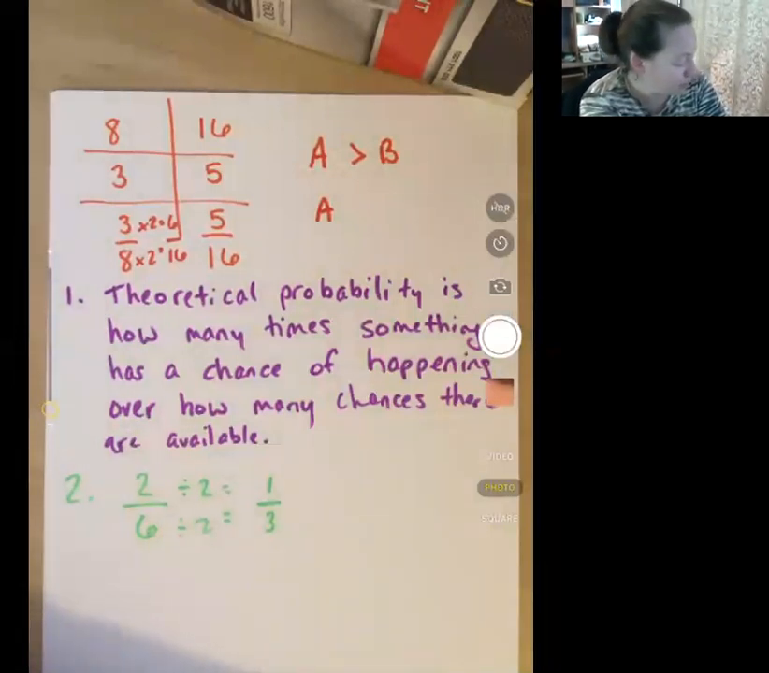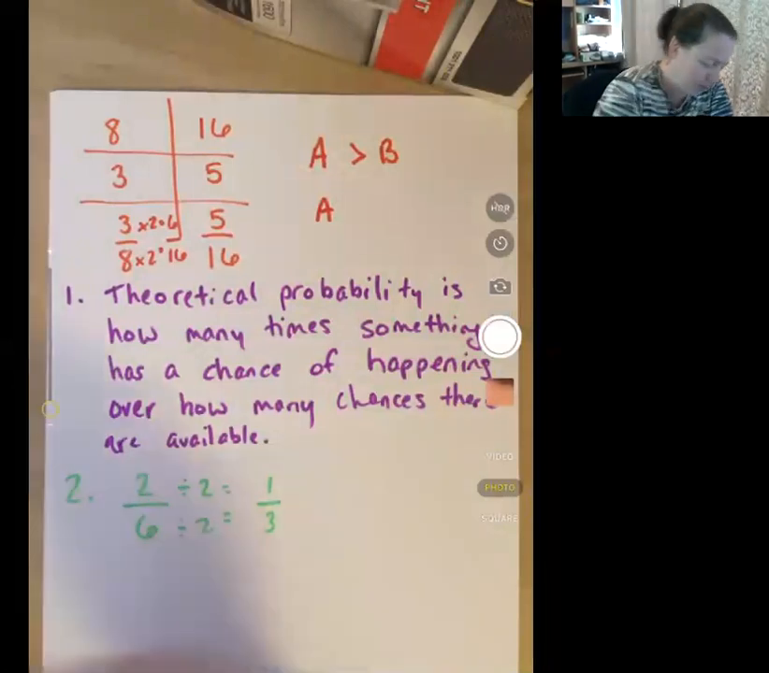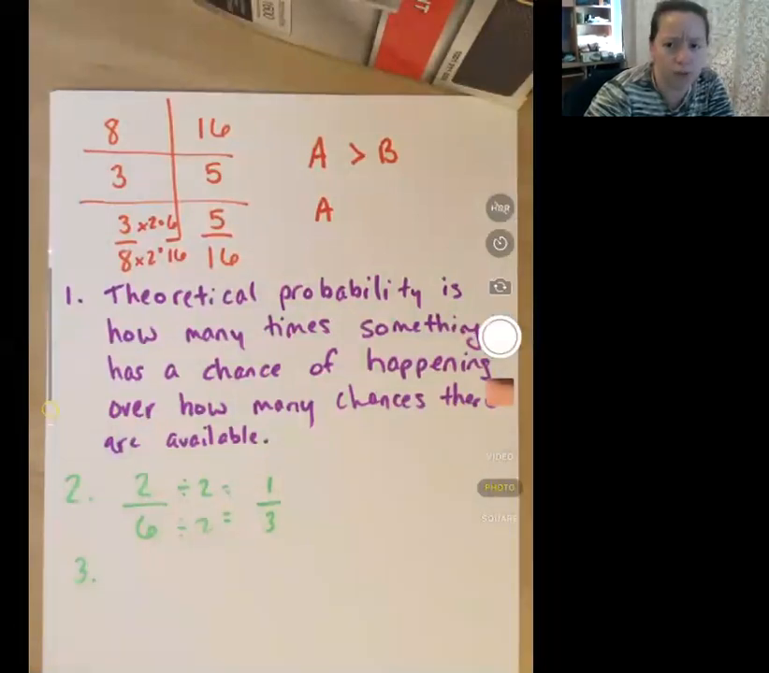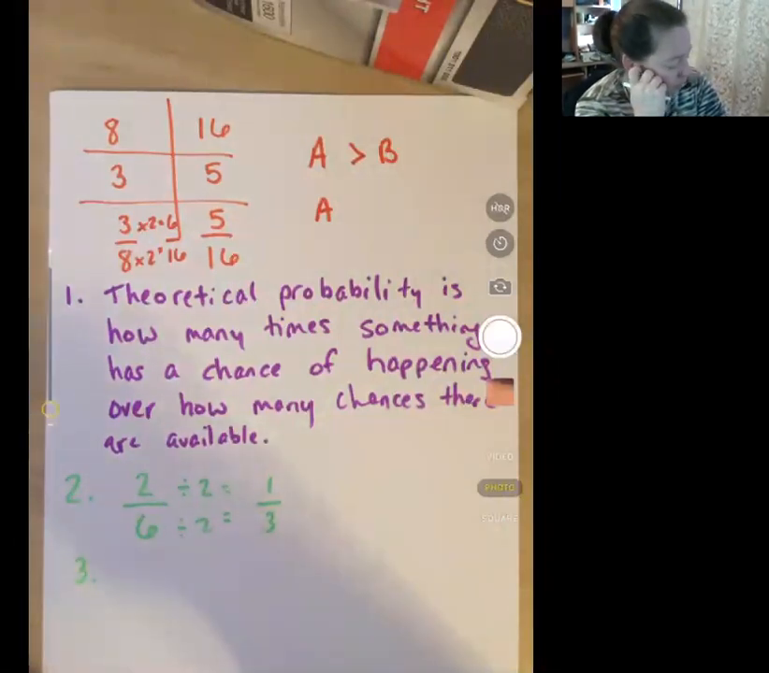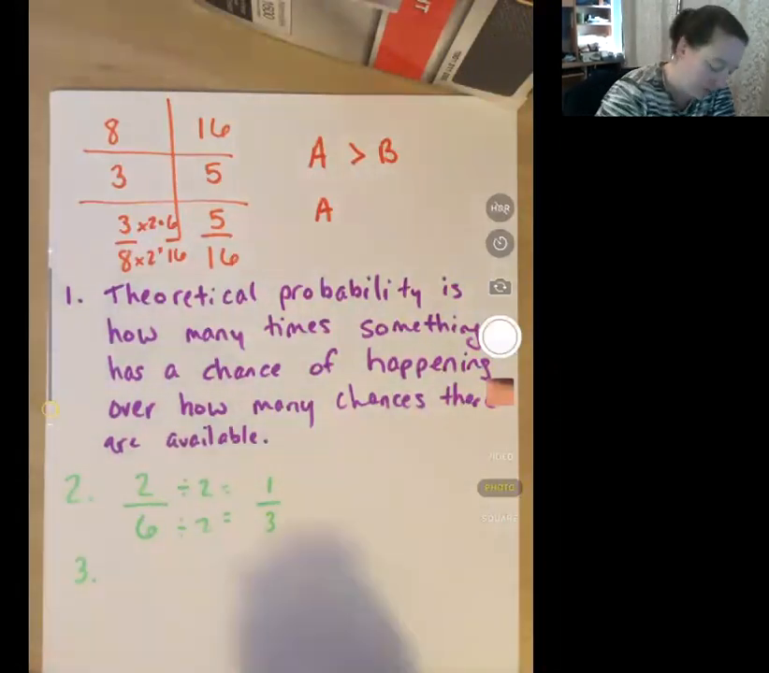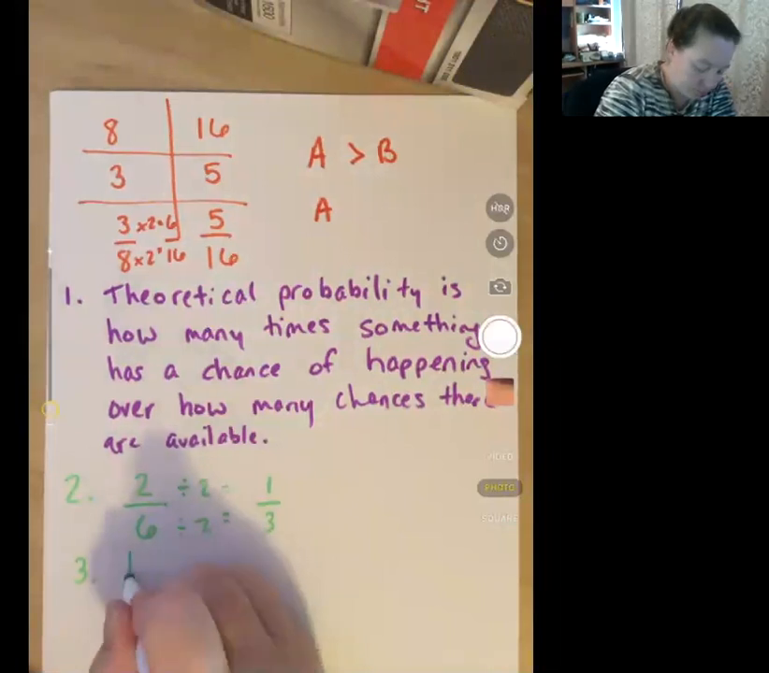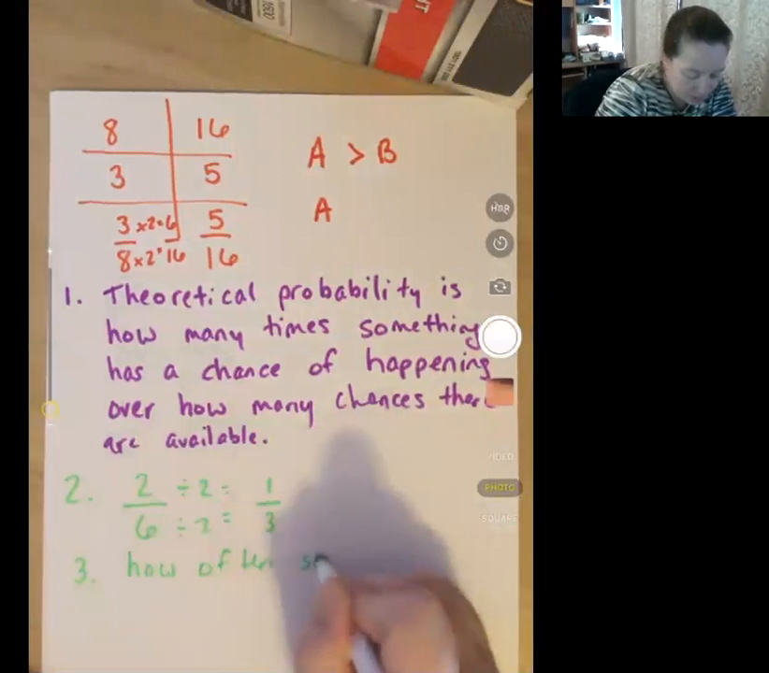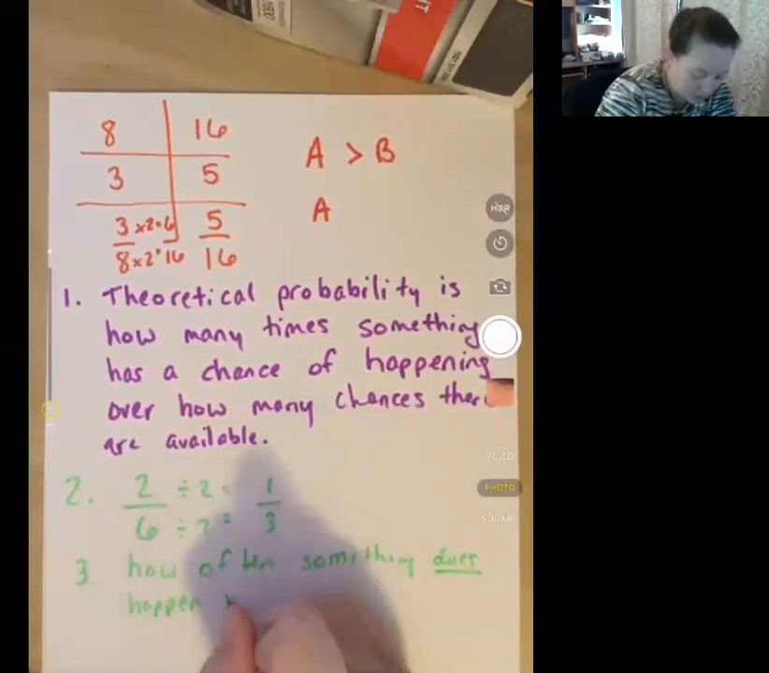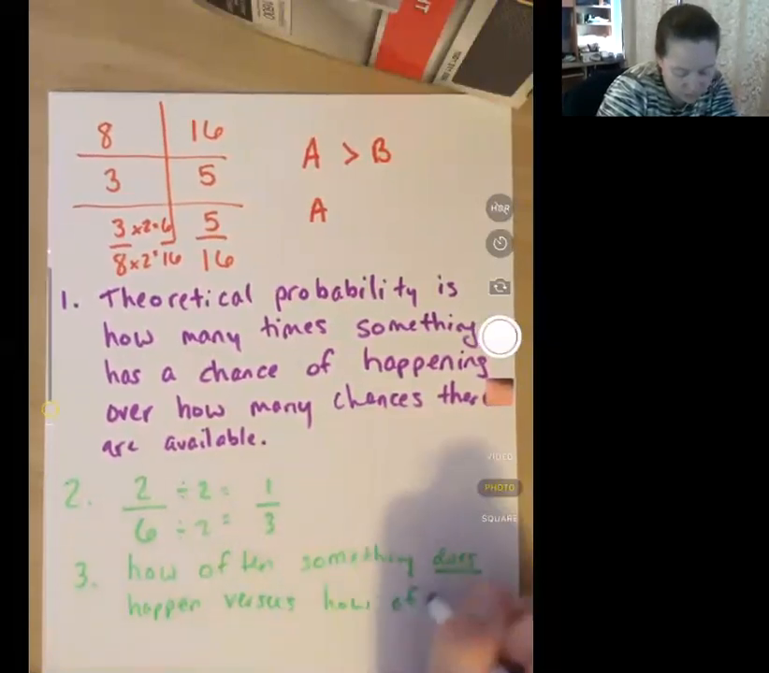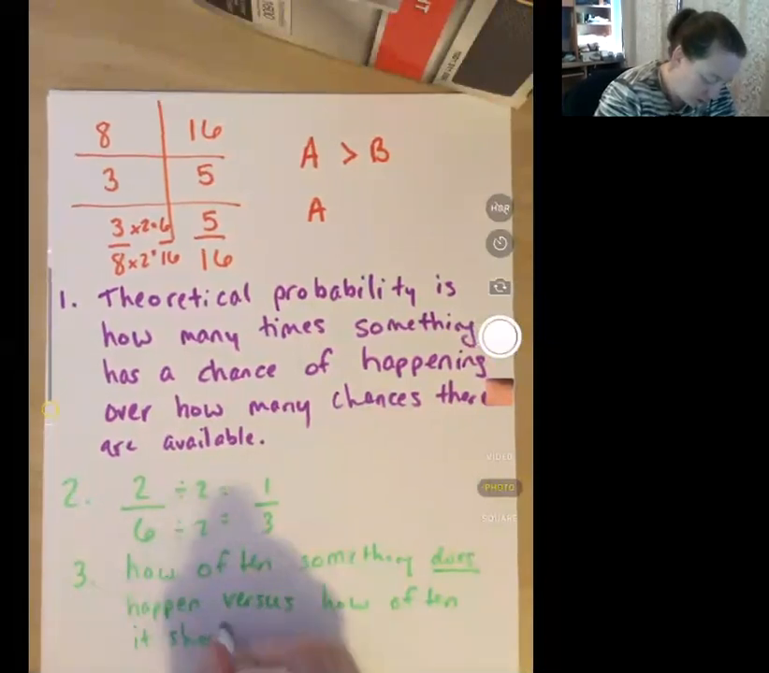Number 3, how is the sample space for an event related to the formula for theoretical probability? Okay. So the sample space for an event is, we're talking about the experimental again, so is how often something does happen versus how often it should happen.